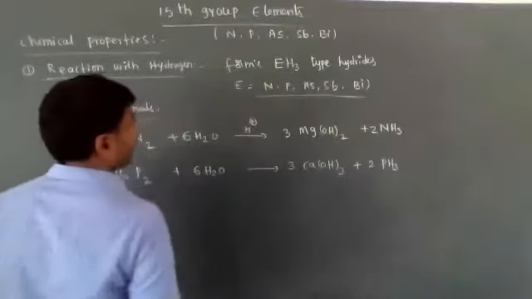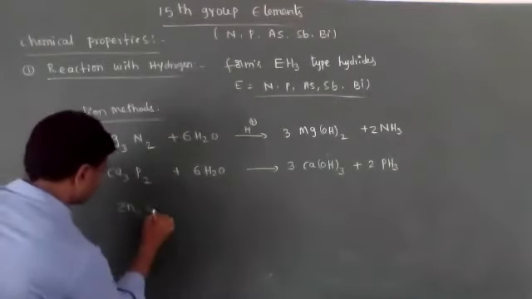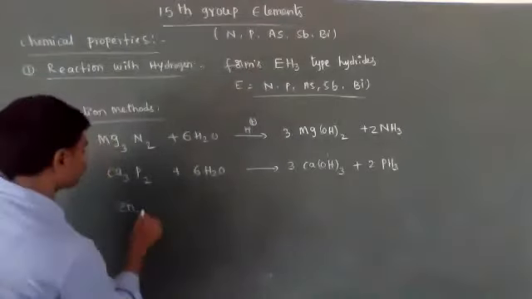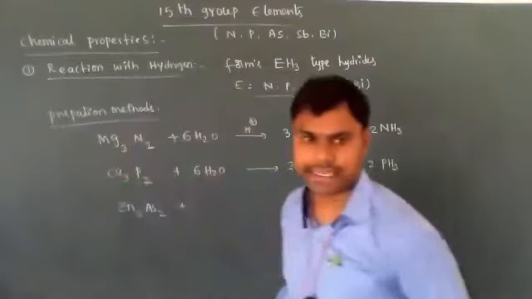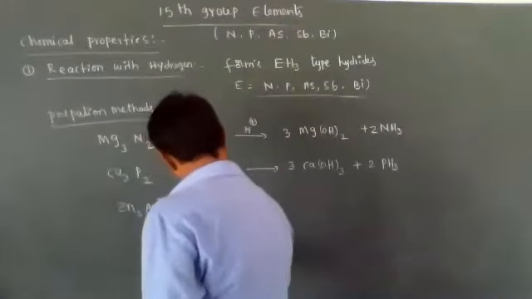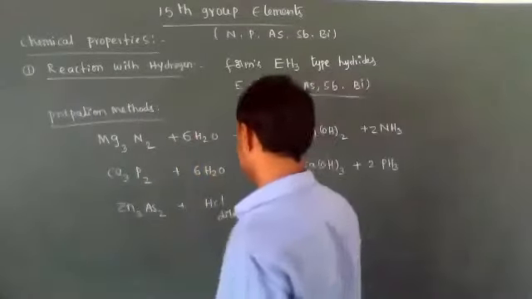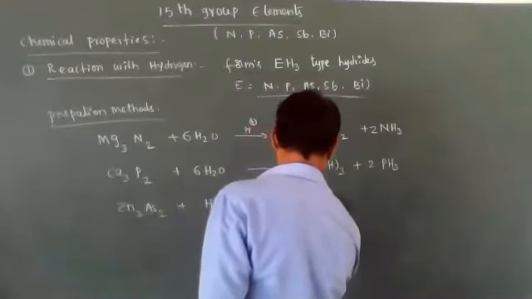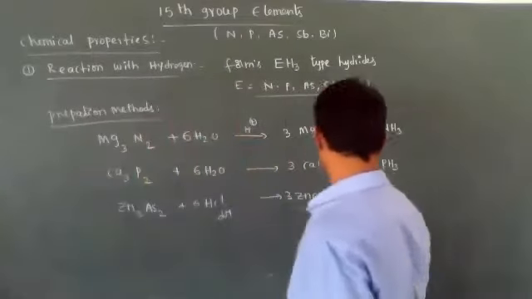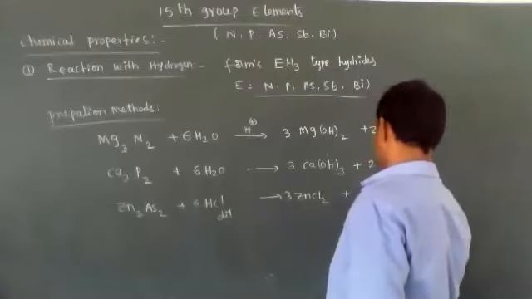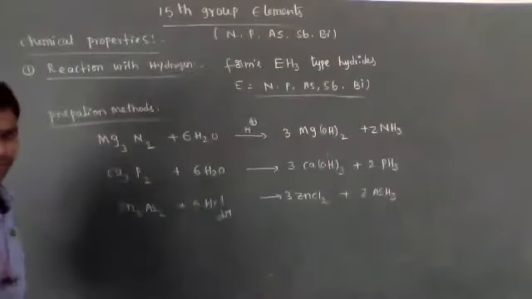Next, arsenic. Zinc arsenide, Zn3As2, on hydrolysis either in acidic medium or when treated with dilute HCl, gives ZnCl2, 3 moles meaning 6 moles of HCl, then AsH3. So whether you treat with water in acidic medium or with dilute HCl, no problem.